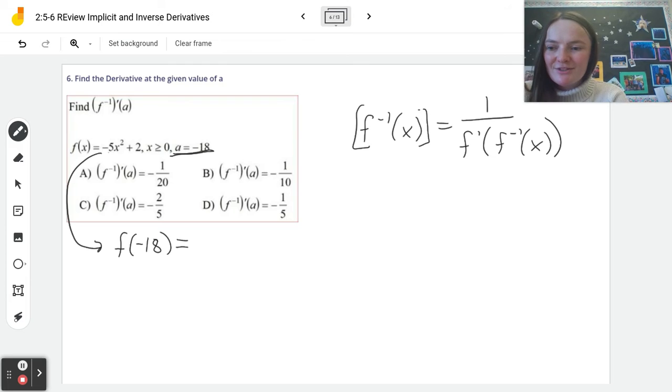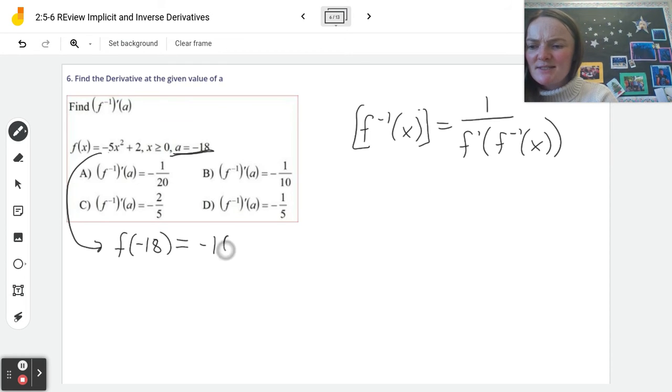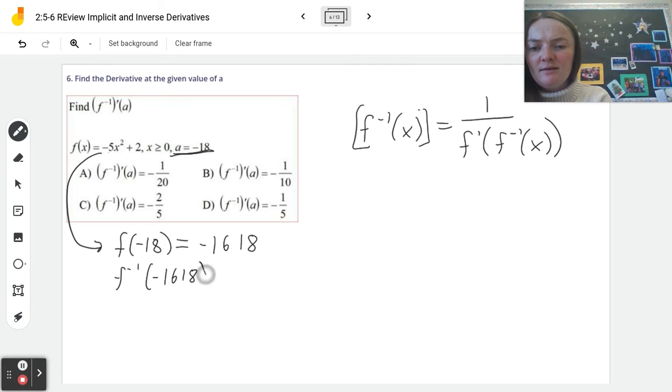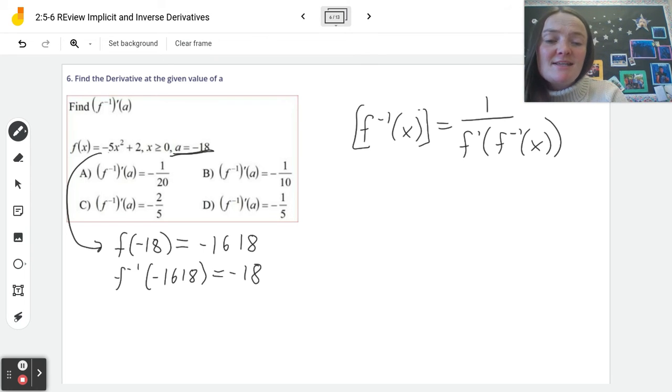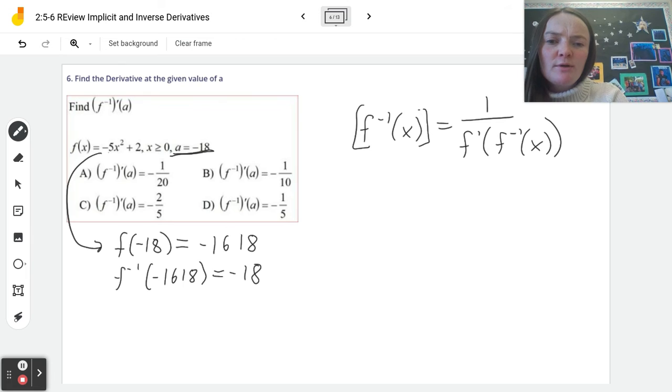Okay, with a quick calculator check, I think it's going to be negative 1618. So using what I know about inverses, this would mean that F inverse of negative 1618 is equal to negative 18. So unfortunately, that's not super helpful for me because what I want to know is what's F inverse of 18. So if I rewrite this here, what I'm really looking for is this.